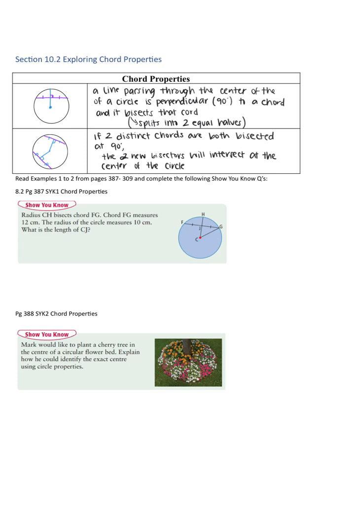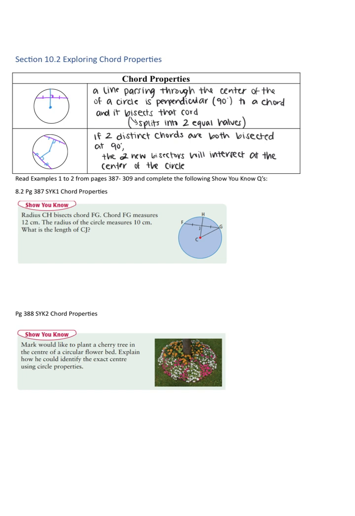In 10.2, we start to explore chords and chord properties. We want to recall that a chord is any time that we have a line or a line segment where the start and stop of the line are sitting on the edge or the outer circumference of the circle.